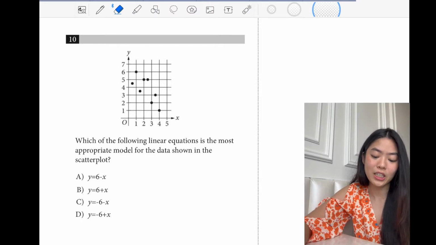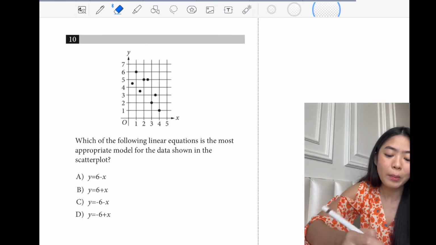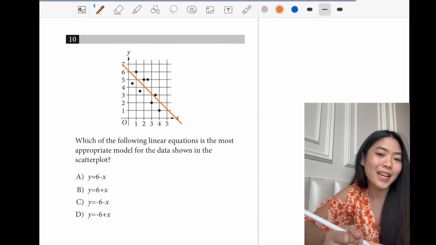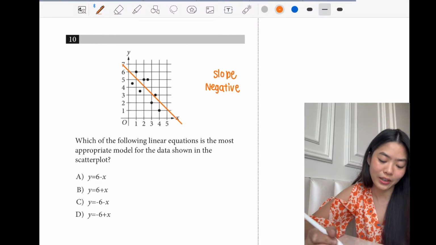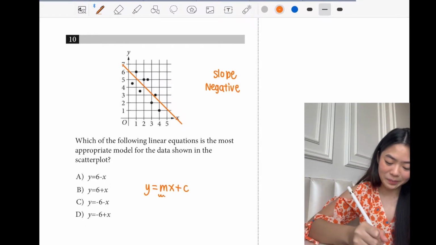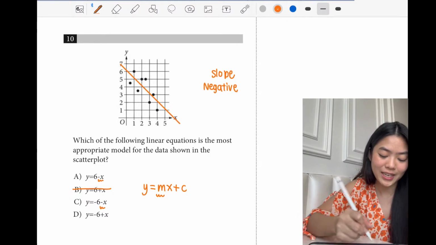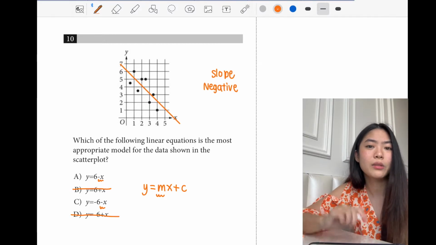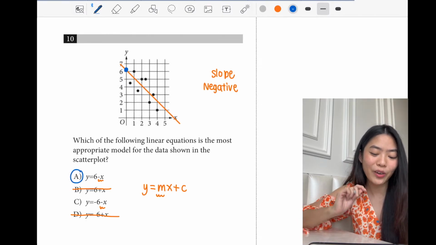Okay, question 10. Which of the following linear equations is the most appropriate model for the data shown in the scatter plot? Okay, so from here the slope is negative. So we can take a look at the slope from y equal to mx plus c. So the coefficient in front of x, we're going to choose the one which represents negative values. Okay, B and D are wrong. Then you can take a look at the y-intercept here, and it's at 6. Then the answer is A.